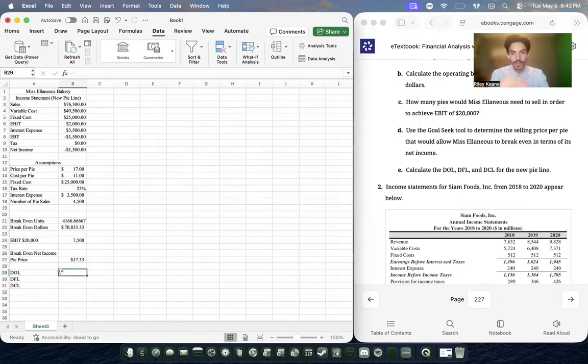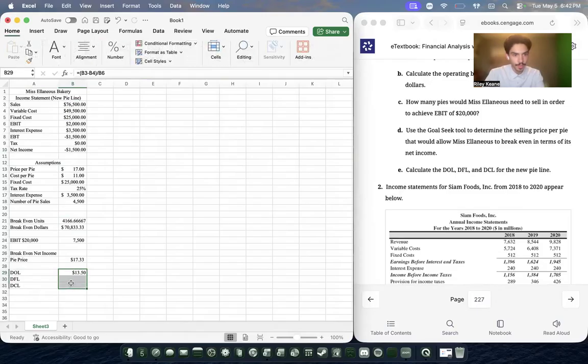So in this case, for our degree of operational leverage, it's going to be our sales minus our variable cost divided by EBIT. So sales minus variable cost divided by EBIT. That gets us a degree of operational leverage of 13.5.